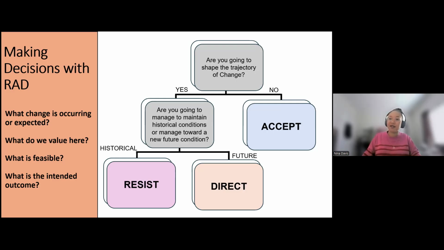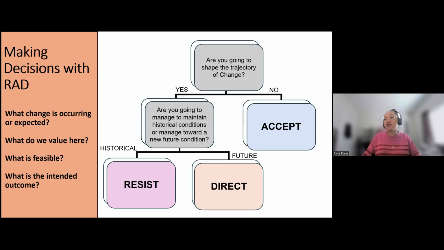And that is why I asked you at the beginning what your values were, because it's very important to keep that in mind. If your values are to maintain connection, then maybe that's something that you consider when you're going through your accept, resist, and direct pathways. You might also ask yourself what's feasible given your resources, your partnerships, and the level of risk you're willing to take. And then finally, what future conditions do you want to manage toward? What would success look like, even if it's different from the past?